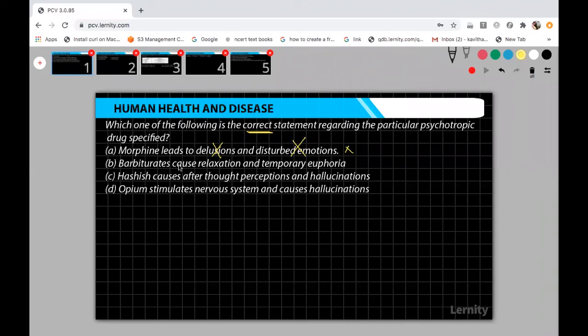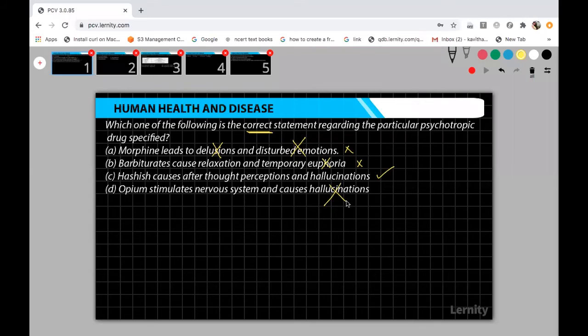Second one, barbiturates cause relaxation and temporary euphoria. Euphoria will be caused by opiate narcotics and not barbiturates. Okay, so again the second statement is also wrong. Barbiturates come under sedatives, right? Hashish is a hallucinogen. It causes altered perception and hallucination. Yes, it is right.